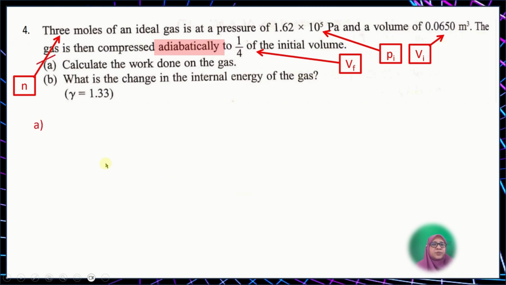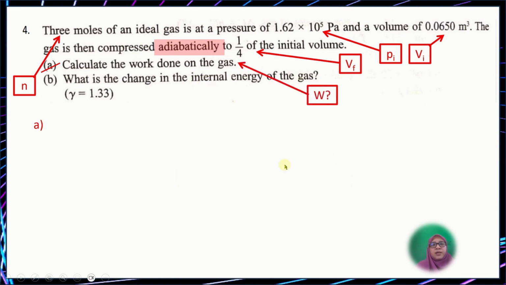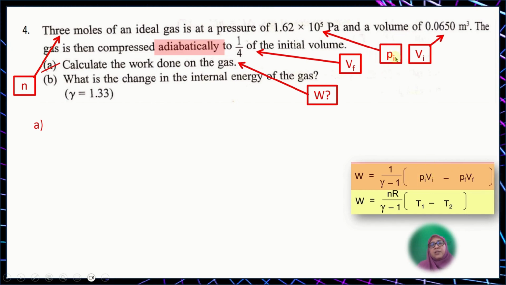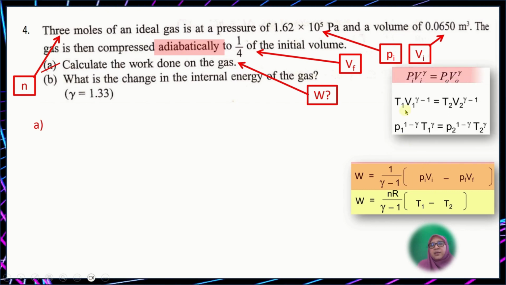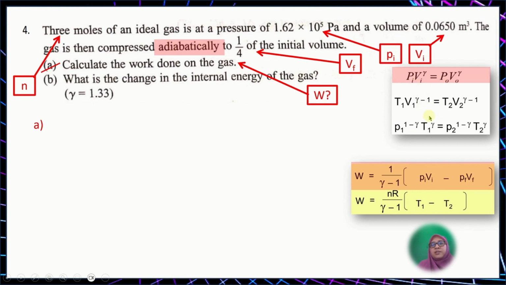Okay, so now from the adiabatic work formula, there are two formulas here. We choose the top one this time because volume is given and temperature is not given, so we choose the top equation.